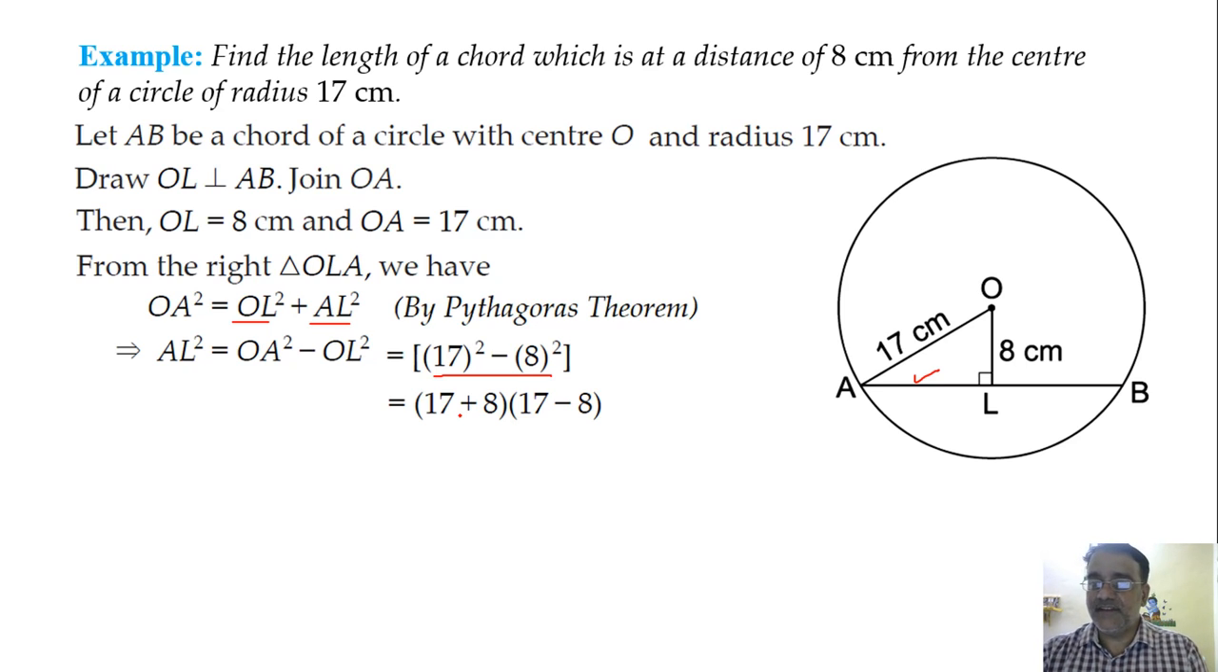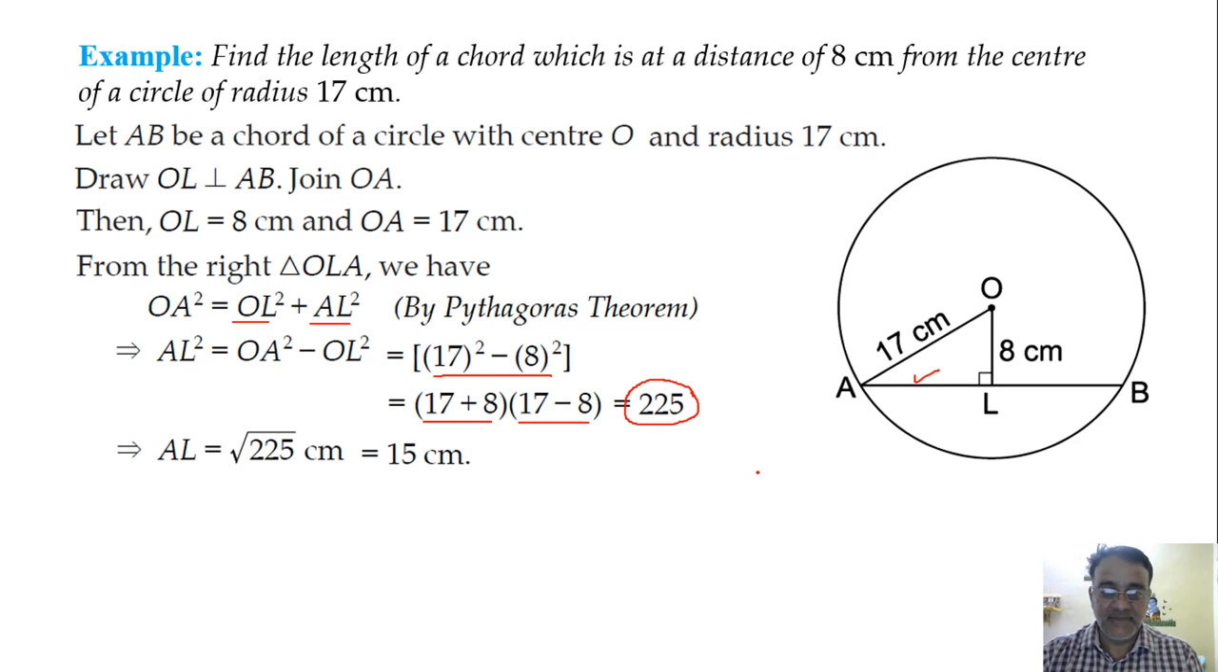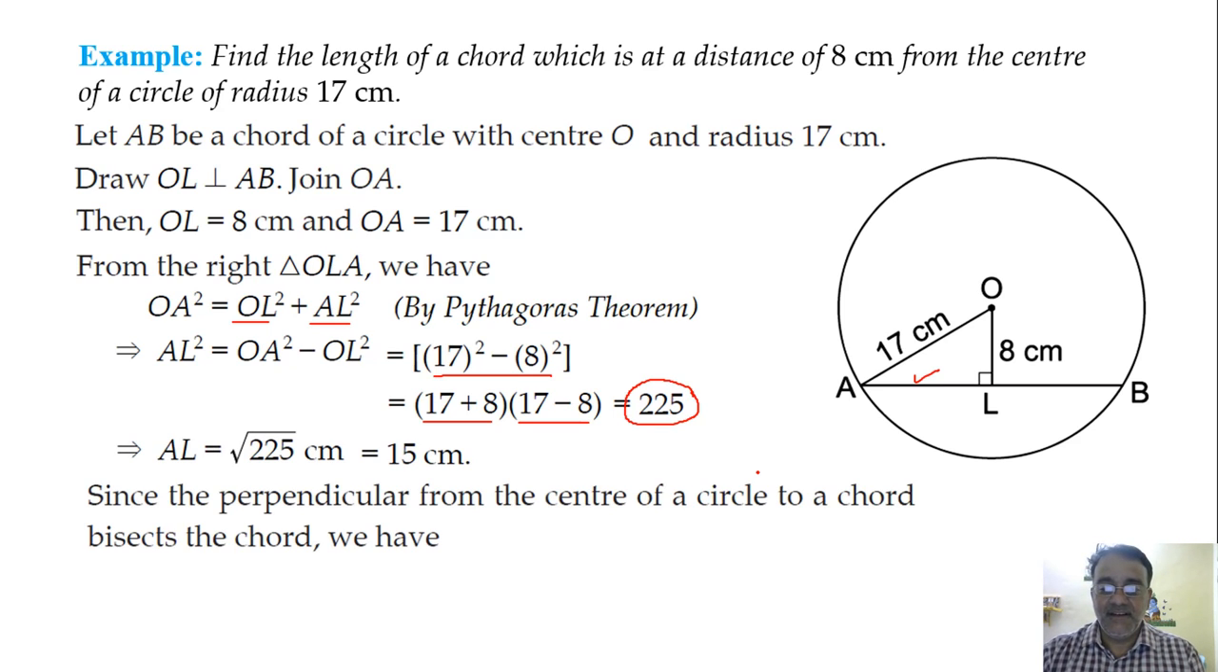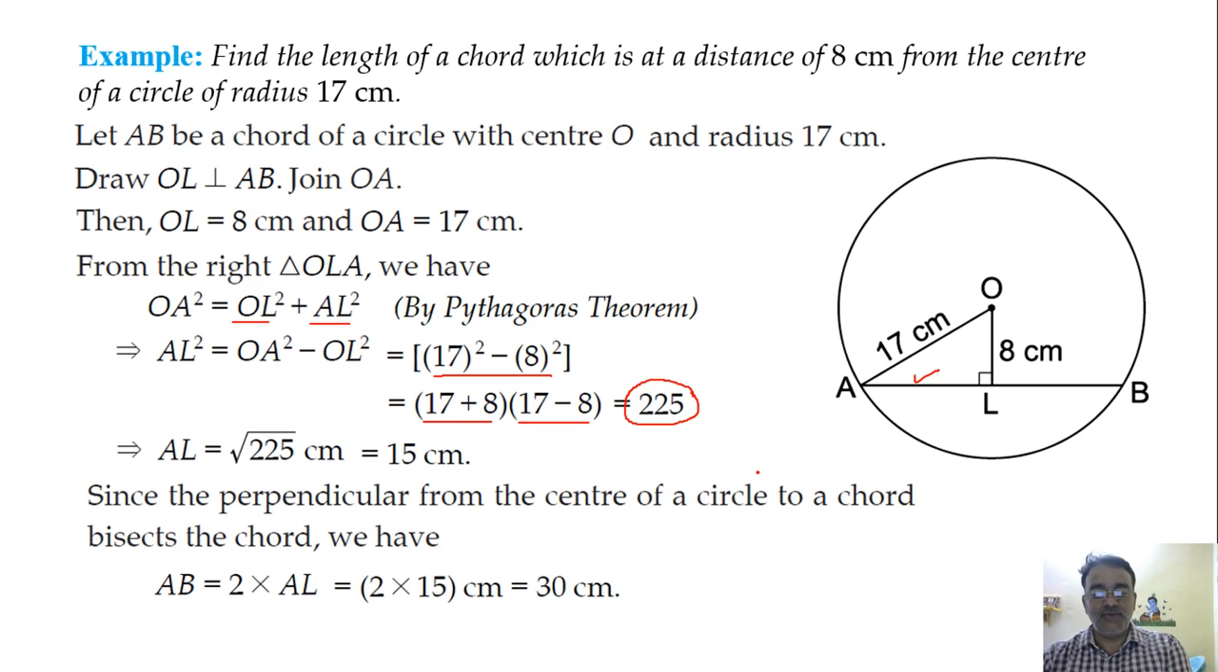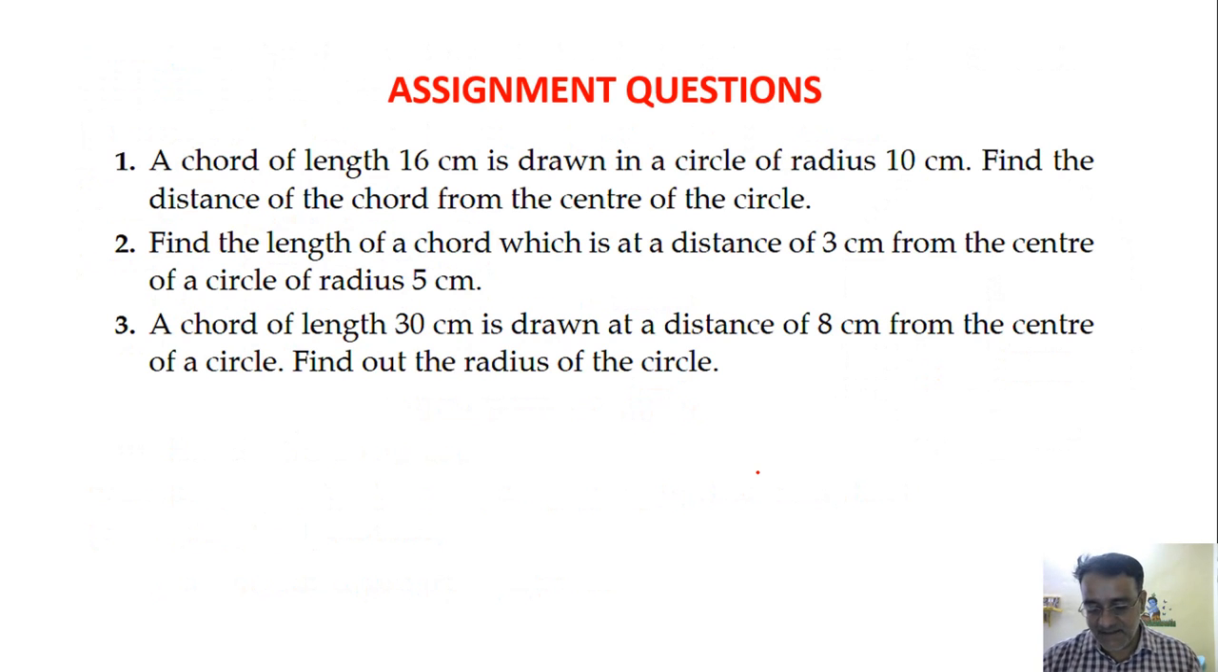Okay, so 225 is the square of 15. Otherwise you can also use the formula a square minus b square. So this is 25 and this is 5... 25 into 9, so 225 comes. So the square root of 225 will be 15, right? So that means chord will be equal to 2 times AL, that is 2 times 15, 30 centimeter.